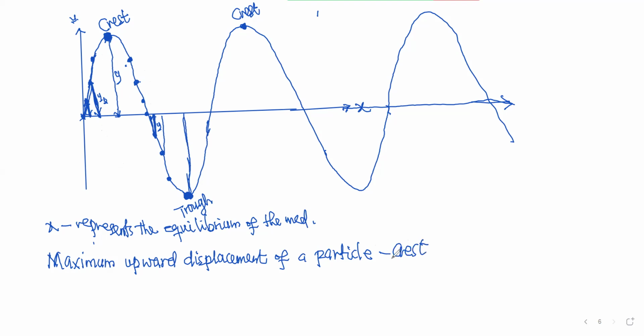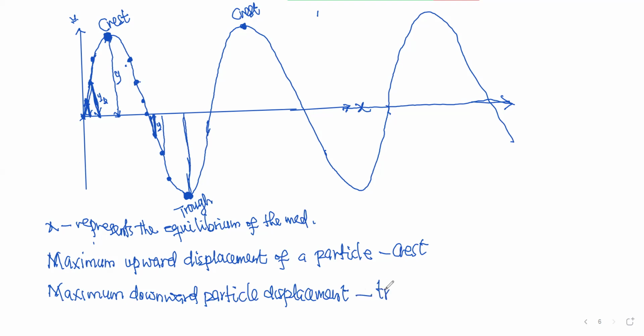And the trough is maximum downward particle displacement, also known as the trough. Check the spelling.